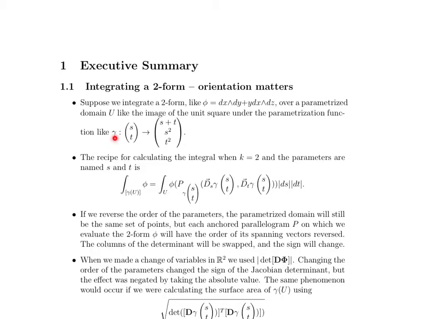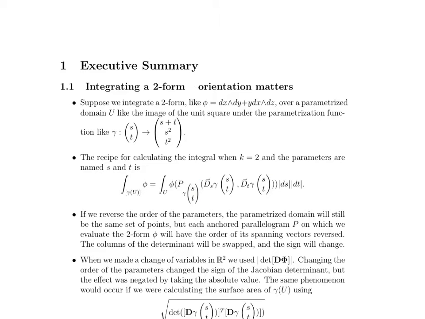So here we have a parameterization in terms of two parameters, s and t. Yes, two parameters are governing three different components, very similar to when you're parameterizing a surface in R3, for instance. And the recipe for calculating this integral is just a higher dimensional analog of what we did last week. We take that parameterization, we take its Jacobian, and the columns of the Jacobian matrix are going to be the two vectors that the two form acts on.